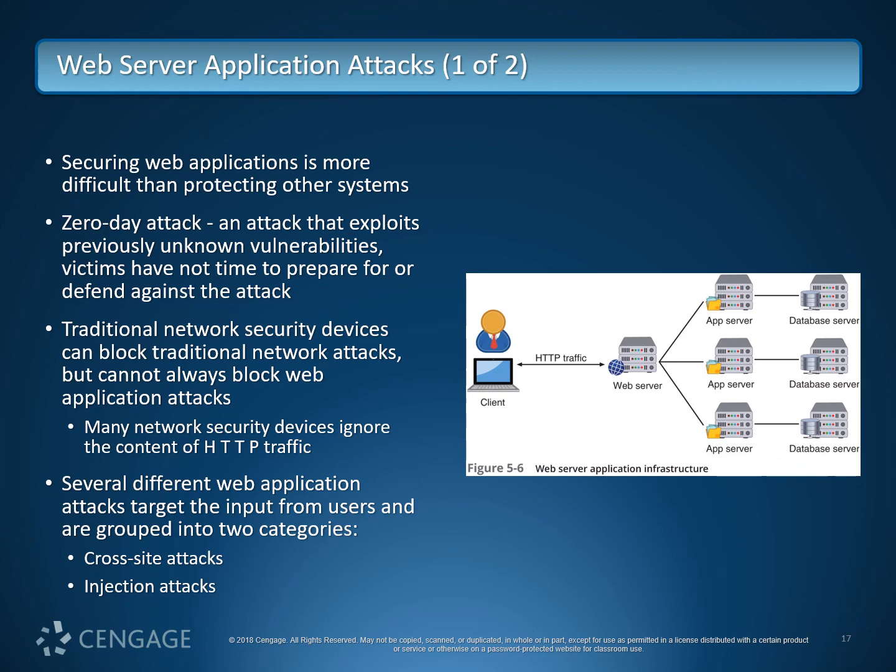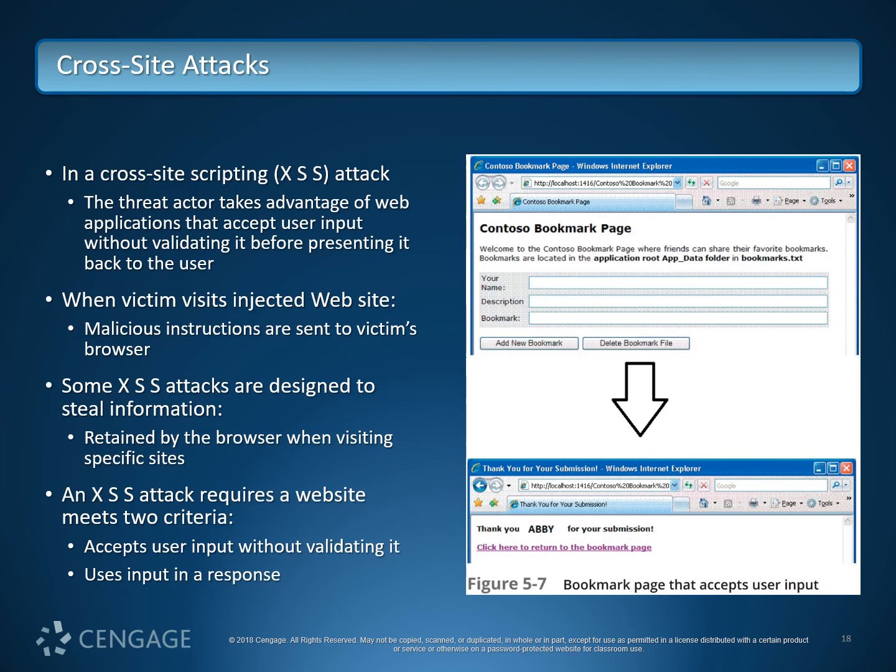Now, there are several different types of web application attacks that target user input, a very common thing, and they tend to be grouped into two categories: cross-site attacks and injection attacks. In a cross-site scripting attack, or XSS, the threat actor is going to take advantage of a web application that accepts user input without validating it before passing it back. So in certain cases, you're going to have a form that accepts something and then sends back some kind of response, but it may not necessarily validate what that input is, which means that commands that the server could then interpret as administrative commands could cause potential problems. So you could have tables that get corrupted, or databases that have primary keys exposed, or passwords, things like that.